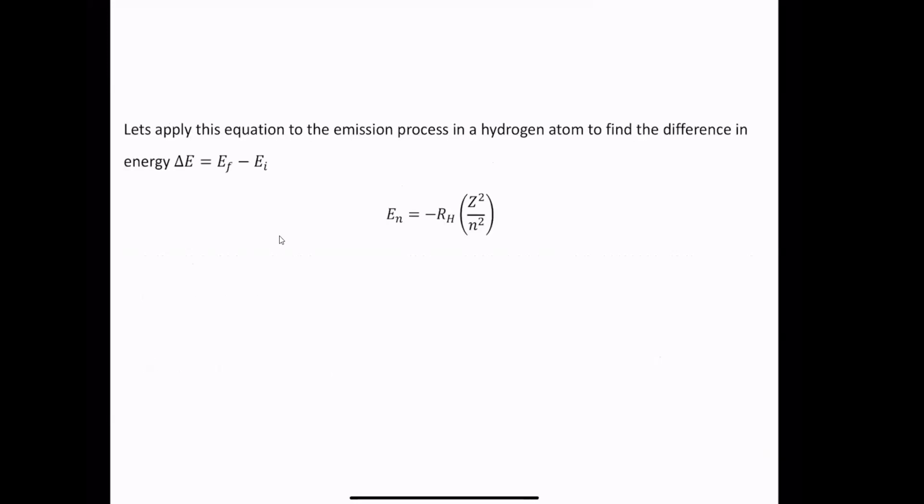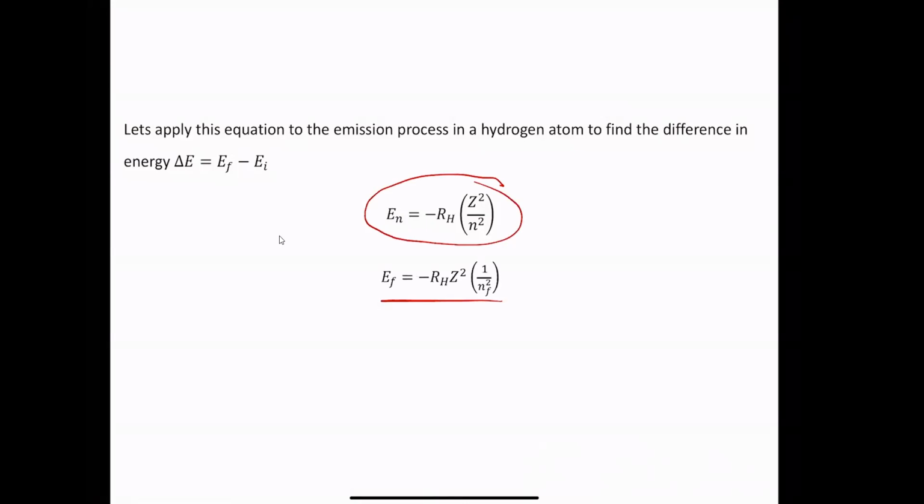Anytime we talk about a change in anything, a change in volume, it's final minus initial. Change in temperature, final minus initial. Change in energy, final minus initial. So here, n is our quantum number. If this is our equation for energy and I want to know the energy change, then I can calculate the final energy using this.